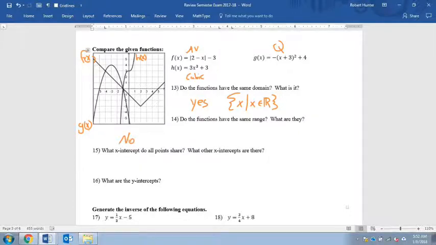Alright, and you can say, well, g of x, let me use different colors. Let me use blue for this one. g of x goes up to there, so it's everything below 4. That's from negative infinity to positive 4. h of x goes down forever and up forever, so h of x is all real numbers. Don't forget your negative out there.